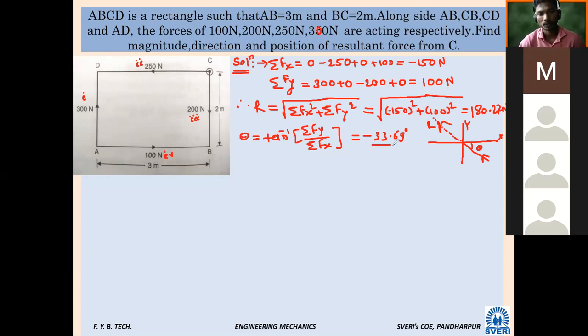So we have found the resultant, the magnitude of the resultant and the direction also. Now what is our task? To find the distance of the resultant, say D. Apply Varignon theorem.